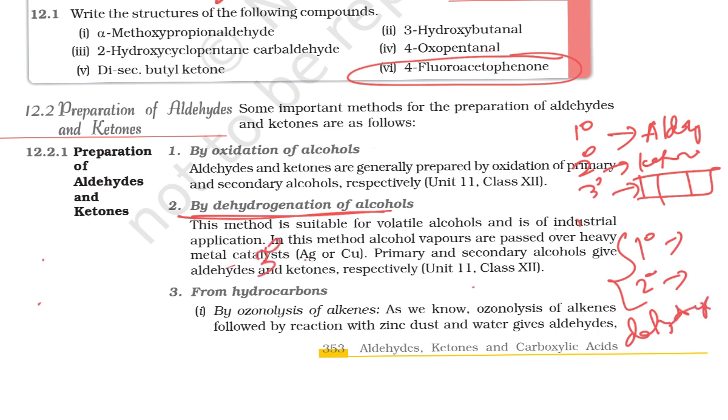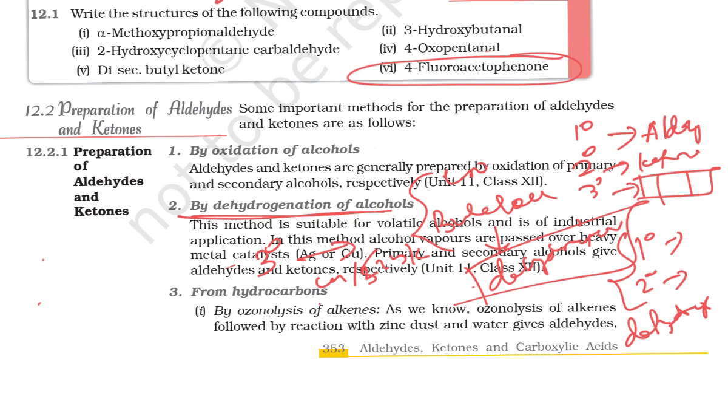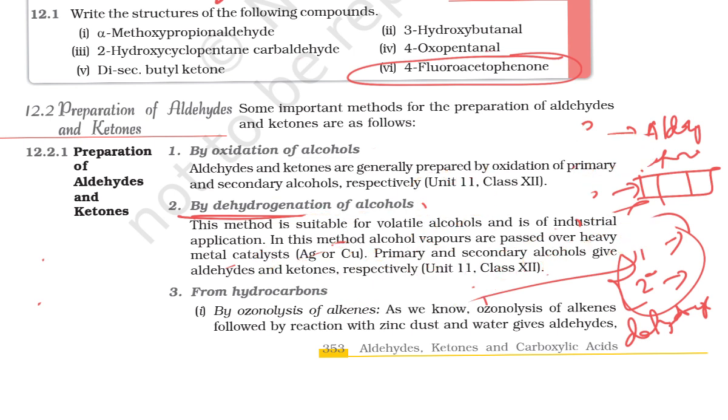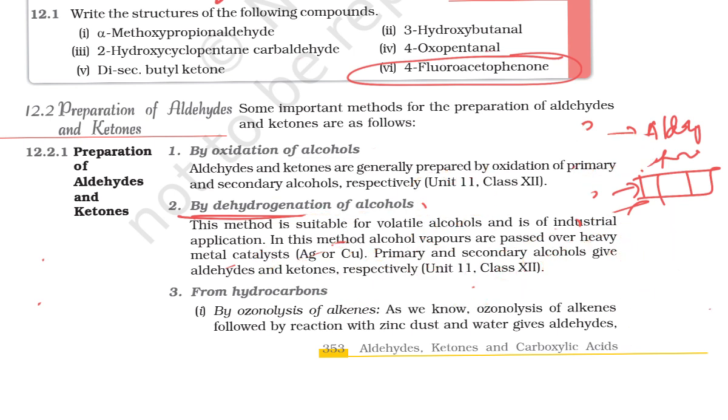But if I take a tertiary alcohol and react it with copper at 573 Kelvin, there is formation of isobutylene, because here the reaction is dehydration, as the tertiary alcohol undergoes dehydration, but primary and secondary alcohols undergo dehydrogenation. What is dehydrogenation? Removal of hydrogen. What is dehydration? Removal of a water molecule.